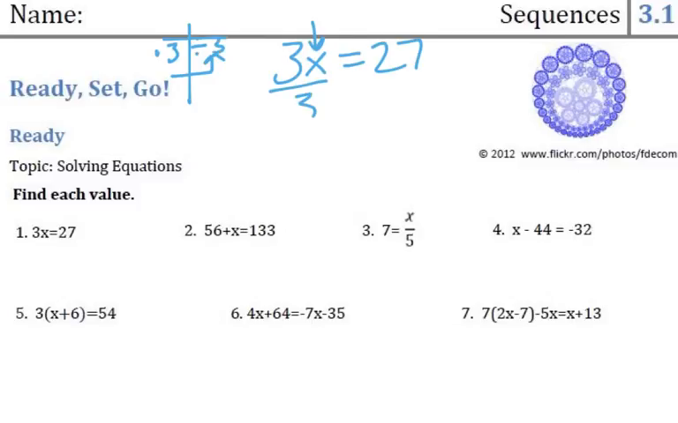So I divide that left side by 3. But in order to keep this equal sign, I have to do it to the other side. 3 divided by 3 gives us 1. x equals 27 divided by 3 is 9. 1x is basically just x, because 1 times anything is just itself. So we get x equals 9.